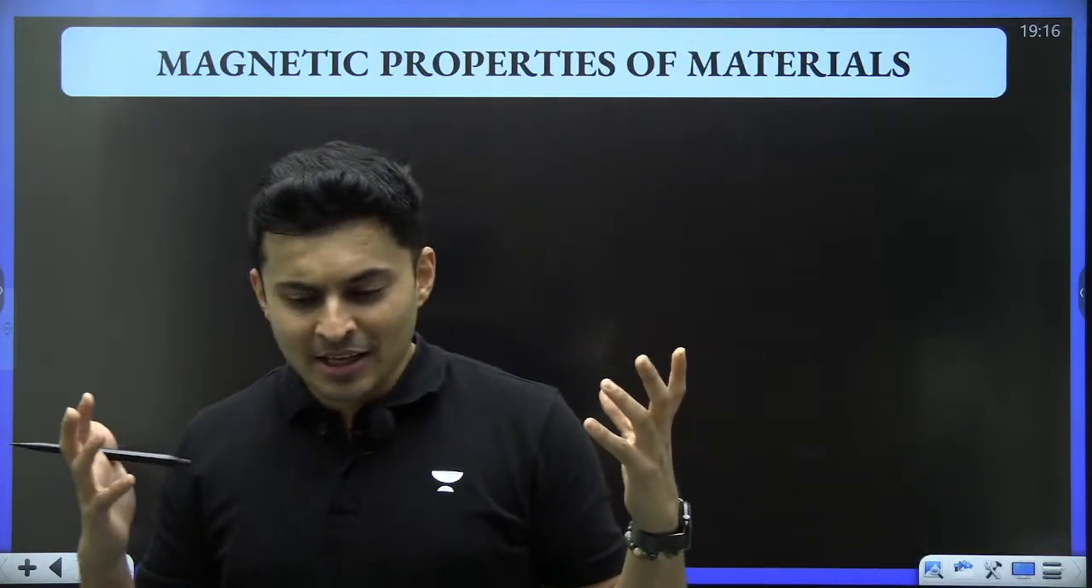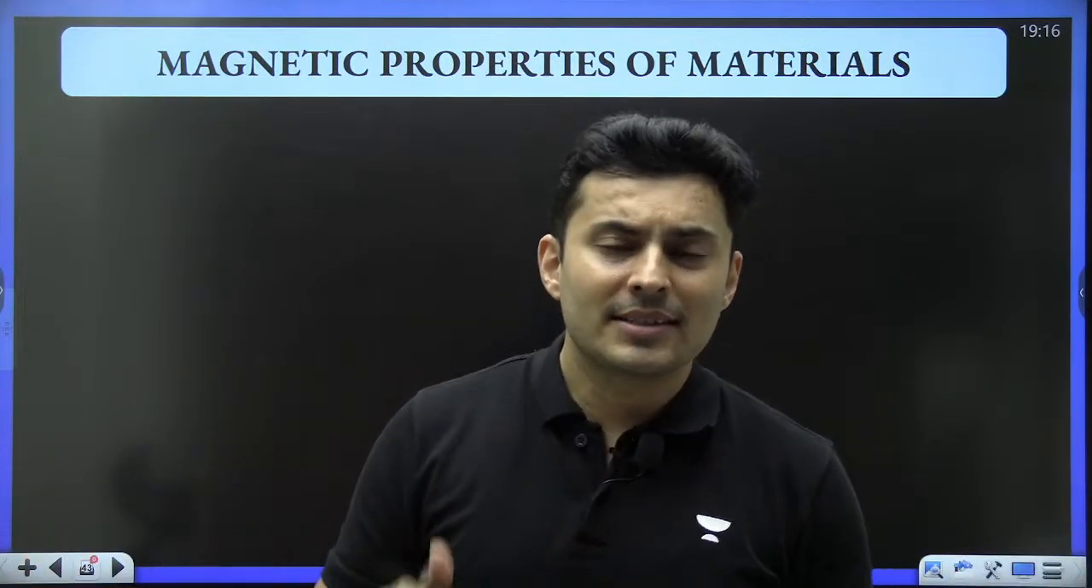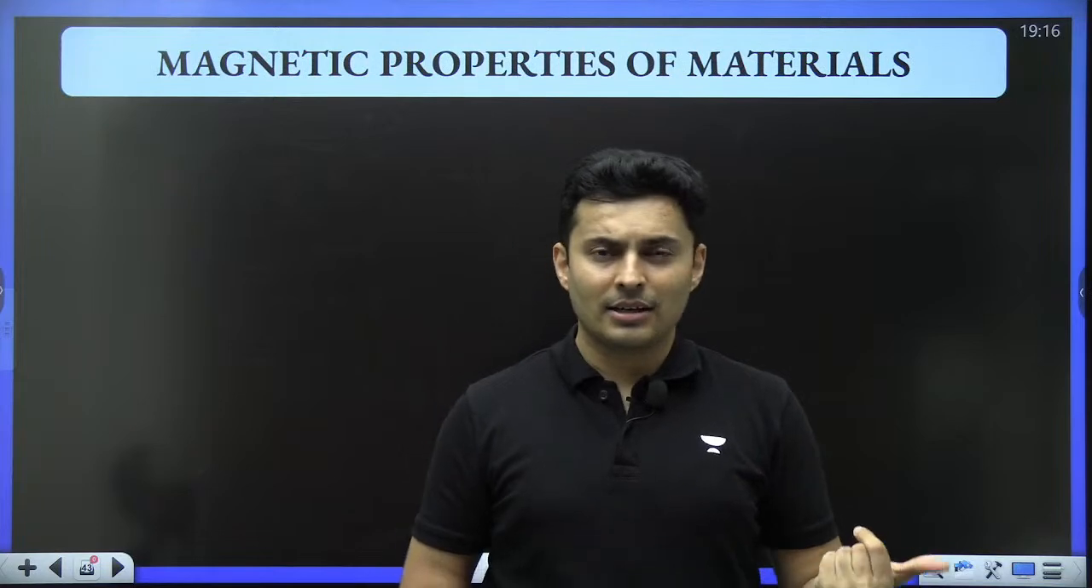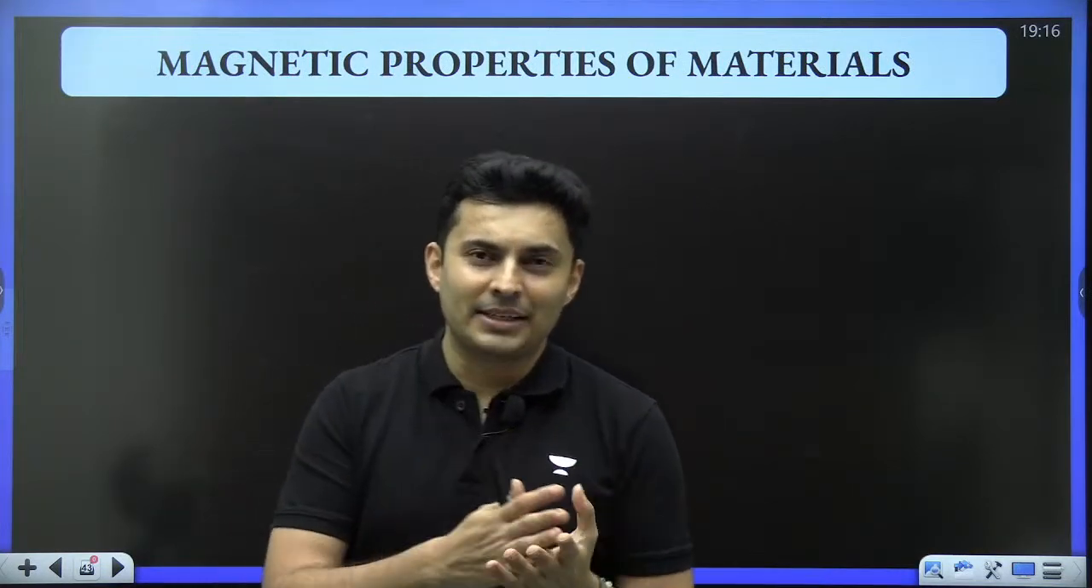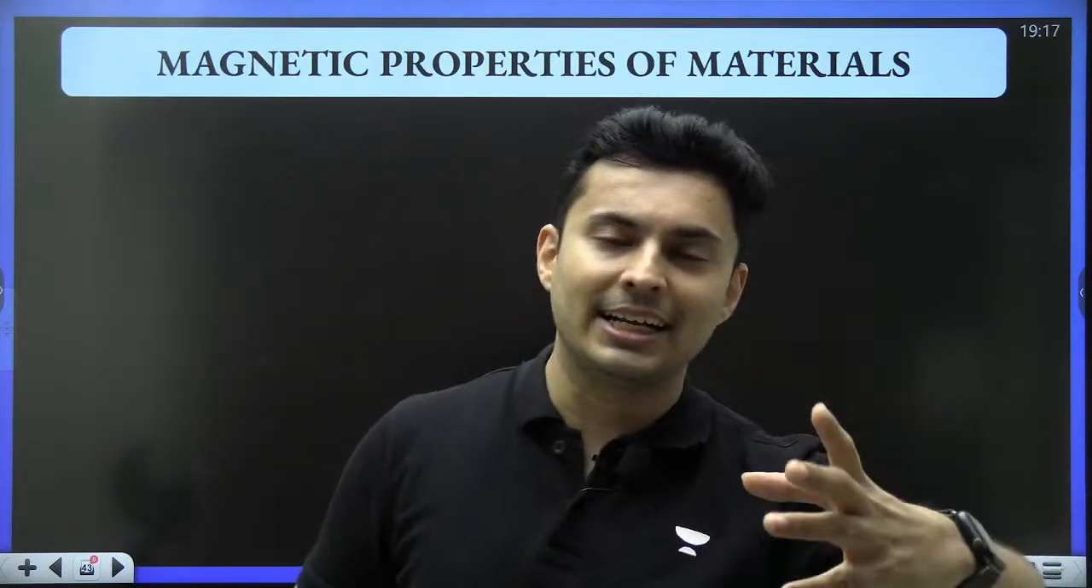Whatever things you see around you are having some type of magnetic characteristic, and you will see the classification in a bit. Like how in electricity you have conductors, insulators, dielectrics.